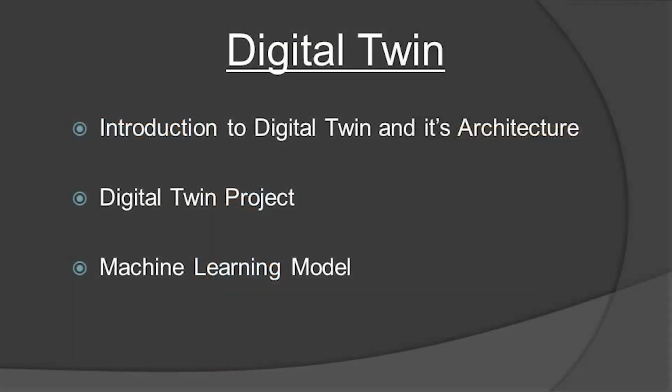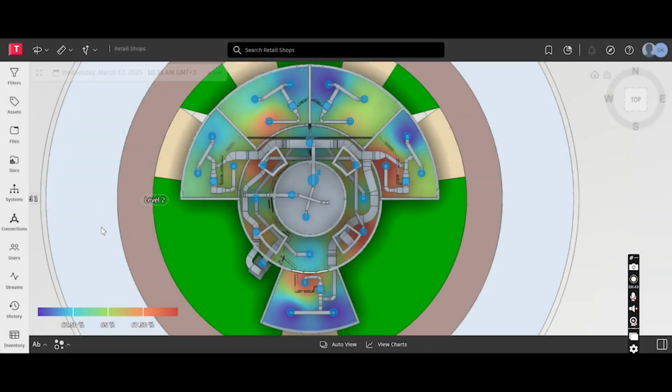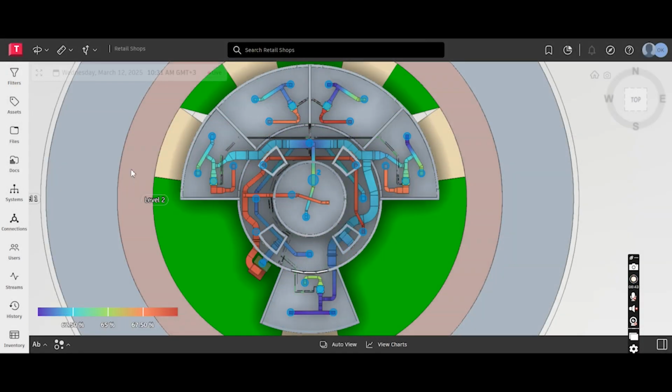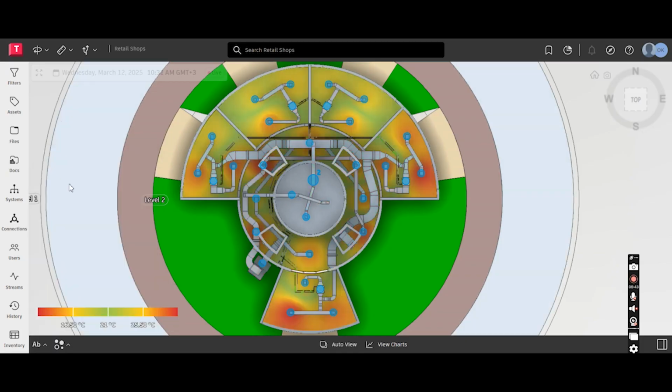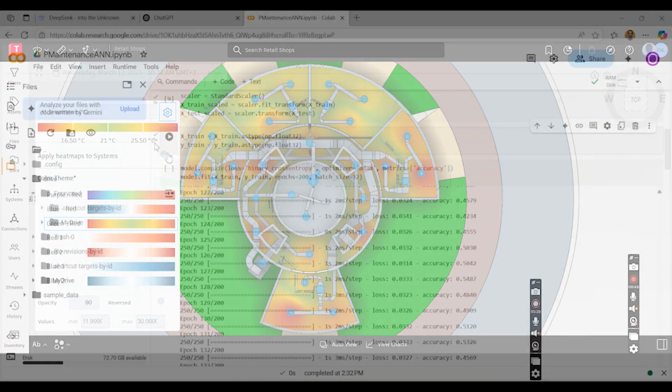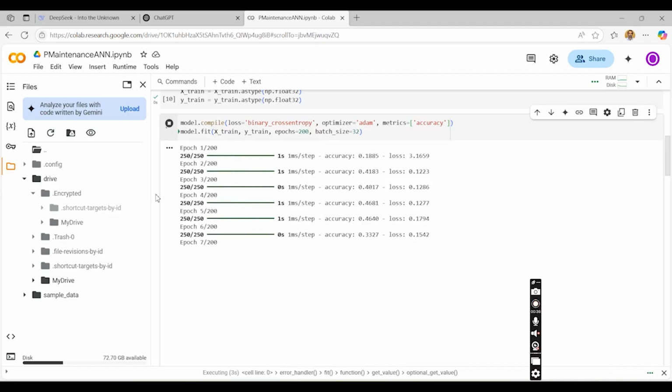In this video we will take a look at 3 things. Number 1, Introduction to Digital Twin and its architecture. Number 2, the Digital Twin Project. And number 3, the Machine Learning Model.